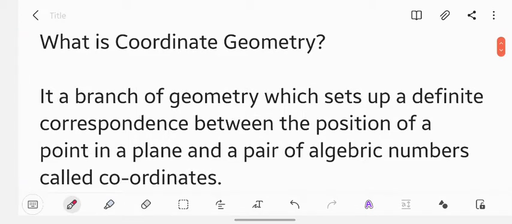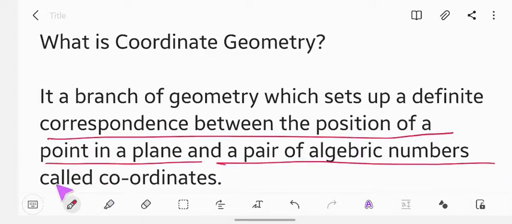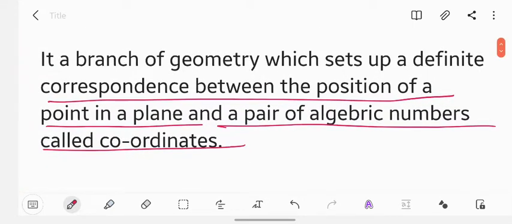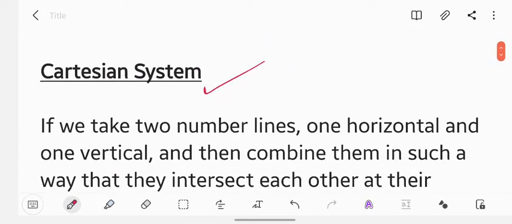It is a branch of geometry which sets up a definite correspondence between the position of a point in a plane and a pair of algebraic numbers, which are also called coordinates. These algebraic numbers are nothing but the ordered pair, that is x and y. Okay? So the first one is the Cartesian system.